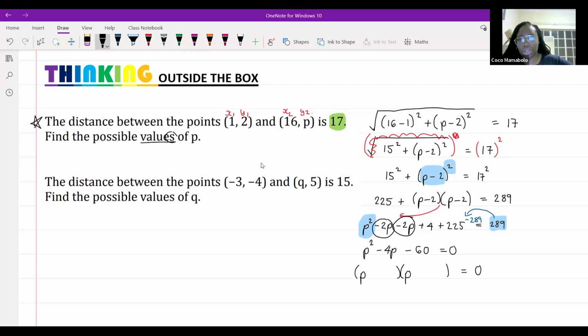10 and 6. Good. So I'm going to get negative 10 plus 6 will give us negative 4. That then means that P is either equal to 10 or P is equal to negative 6. And do you see how our question said, find the possible values of P? And we managed to find possible values for P, either positive 10 or negative 6.